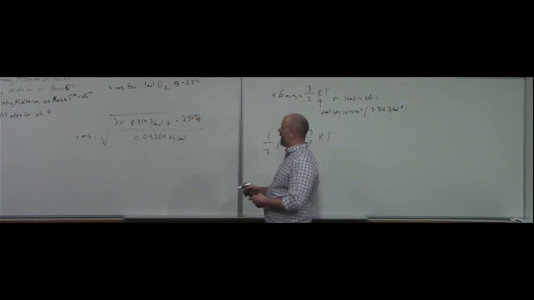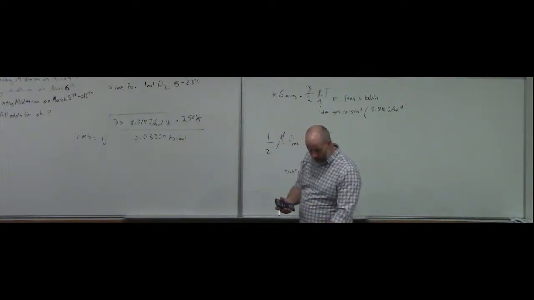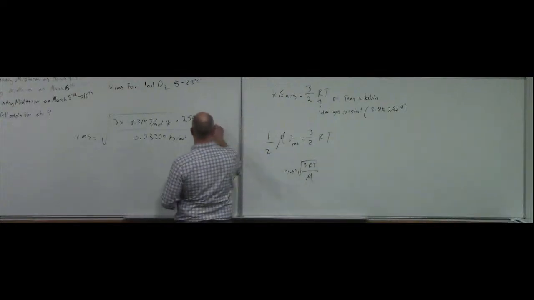Got it going a little fast. So for mine, square root of 3 times 8.314 times 250 divided by 0.03204, close parens, should be 441, yes.